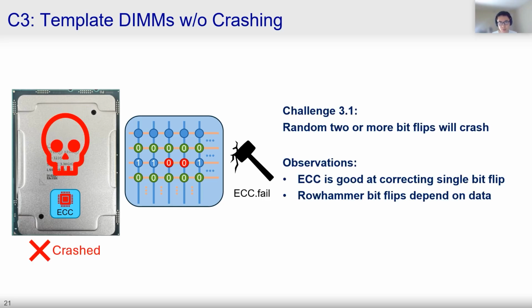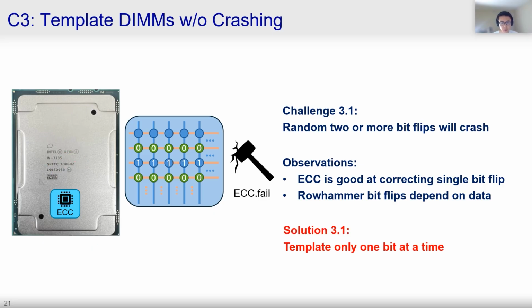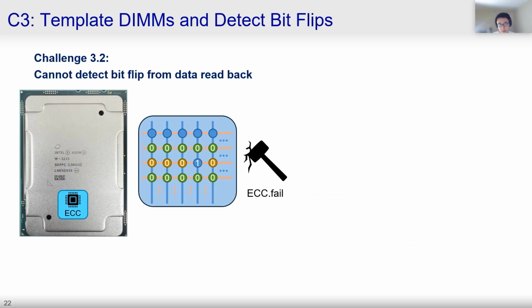Therefore, to solve this, we observed that ECC is very good at correcting single bit flips. And also, Rowhammer bit flips are dependent on data. Therefore, we opt to template only 1 bit at a time. We will set the data of the victim row to be the same as the data of the aggressor row, except for 1 bit. This will cause that bit to be much more likely to flip than any other bits. It's okay even if it flips, because ECC will still correct it and the machine will not crash. So now we have a way to template bit by bit.